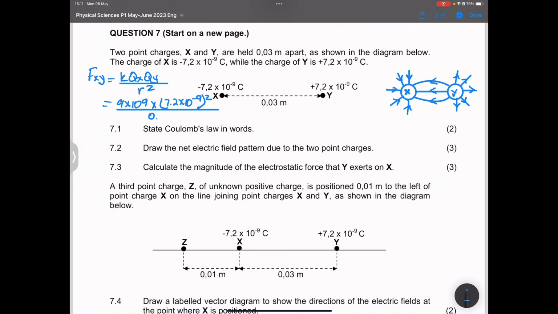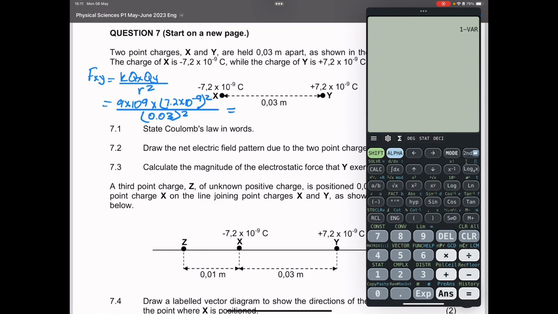I'm just going to say 7.2 times 10 to the minus 9, all squared, divided by 0.03, the distance. Please note that that is also squared. All right, so let's go and calculate quickly. So we've got 9 exponent 9. Note, I'm going to use that exponent button next to the answer button there on the left. Okay, so this is multiplied by 7.2, again exponent negative 9, and we square that. This is divided by 0.03 squared.